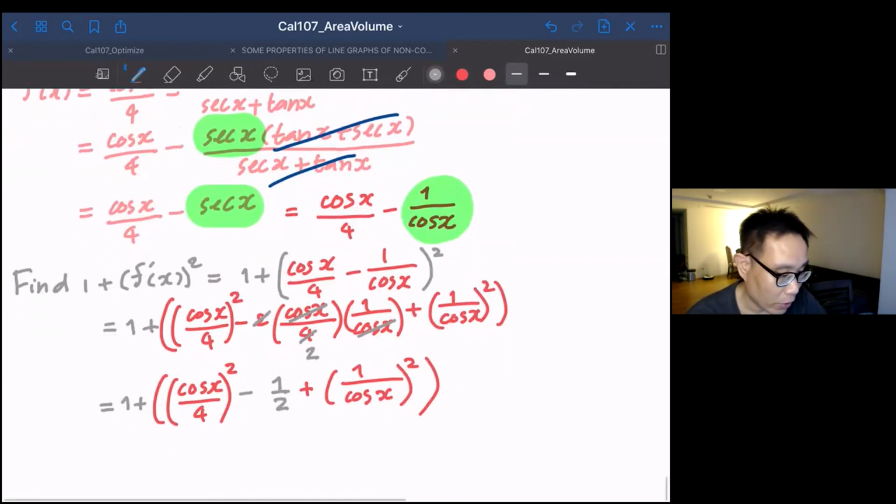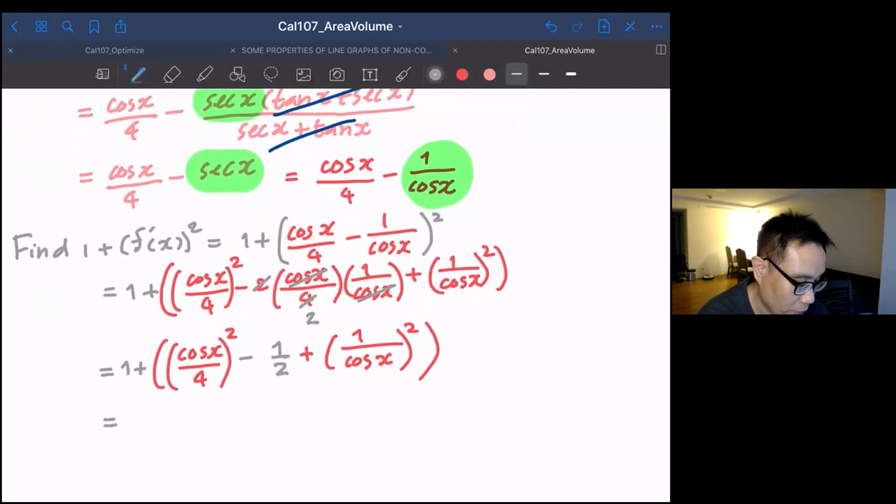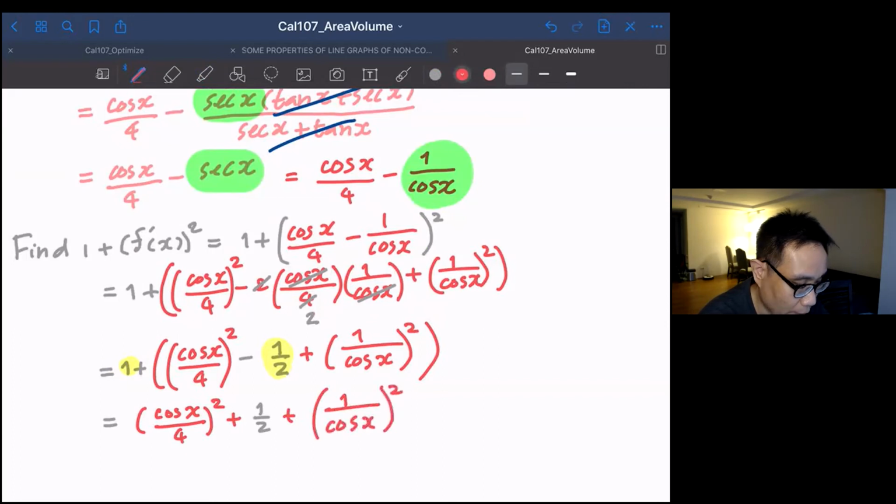Okay. So in this case, you get 1 plus this one, and you see that you'll be able to combine every term. So you get cos x over 4 squared, and you see that you can combine 1 and 1/2 together. So this guy is going to be what? 1/2 in the middle. Okay, and you're going to have 1 over cos x squared. Okay, so this guy is your yellow guy.